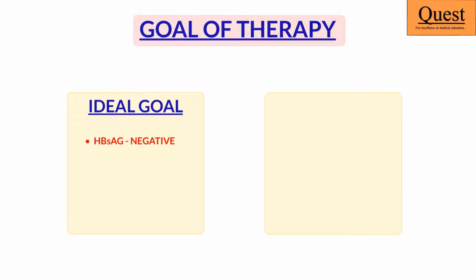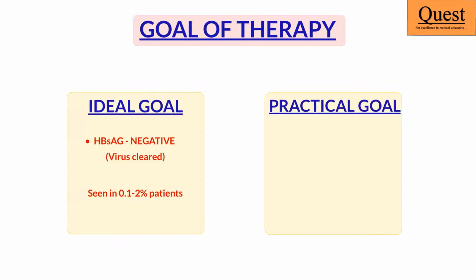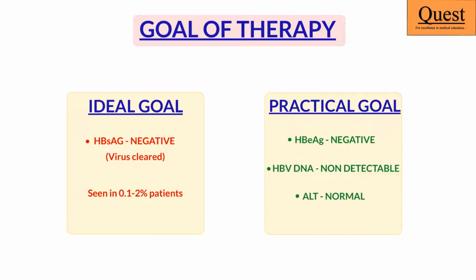Now, why do we want to treat? What's our goal of therapy? Well, ideally, I would want that hepatitis B surface antigen should disappear. That means the virus is cleared. But we know that's going to happen in a very small number. 0.1 to 2% of cases are actually going to achieve that. So a more practical goal for therapy is going to be decreasing the replication of the virus, getting the DNA to a non-detectable level, and stopping the inflammation. That means getting the ALT to normalize.